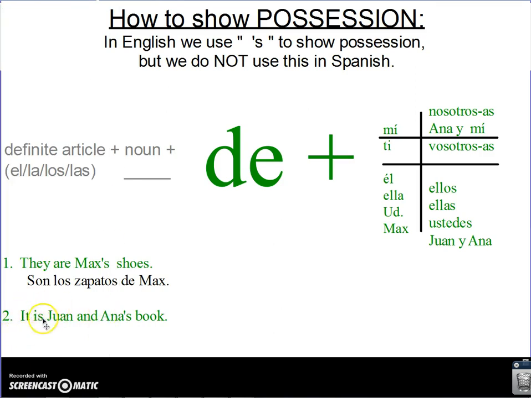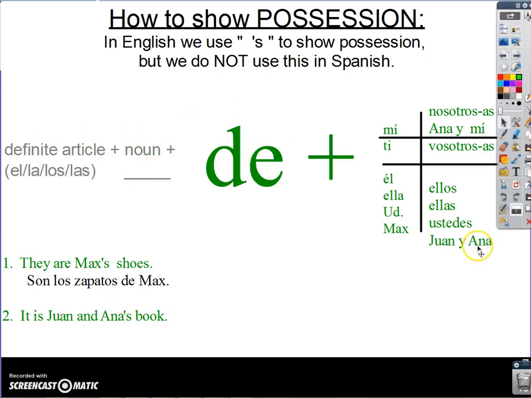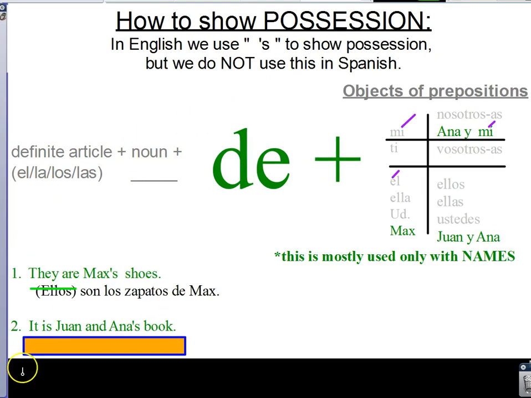Ask yourself what form of ser you want to say it is, and then instead of saying Juan and Anna's book, you're going to have to say the book of Juan and Anna. Give it a try. I will be checking right here to see if you have attempted the sentence, as you should have, to get full credit for the notes. If you haven't, then you won't get full credit for the notes.